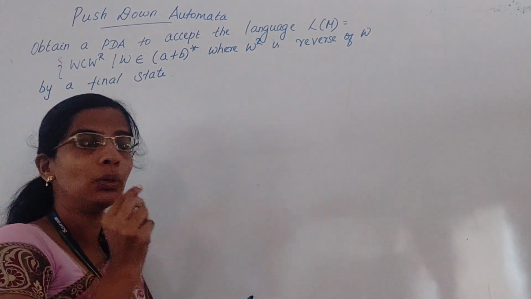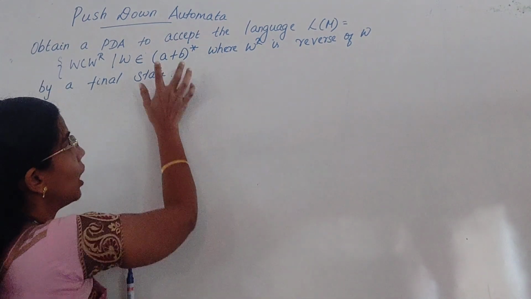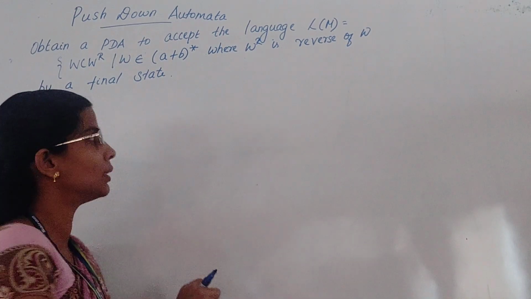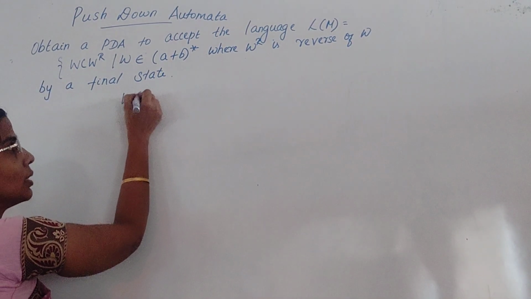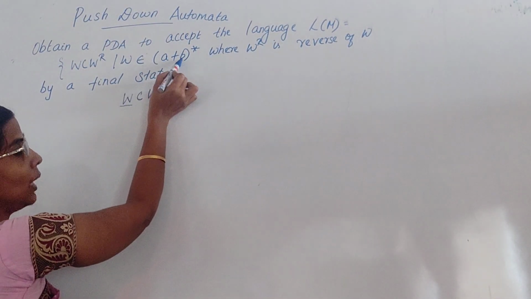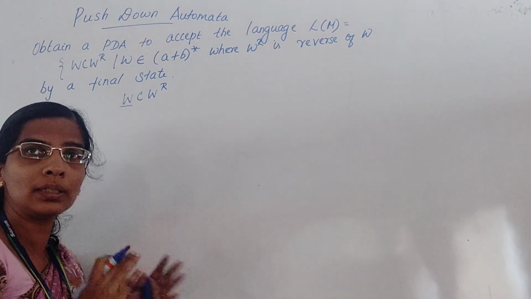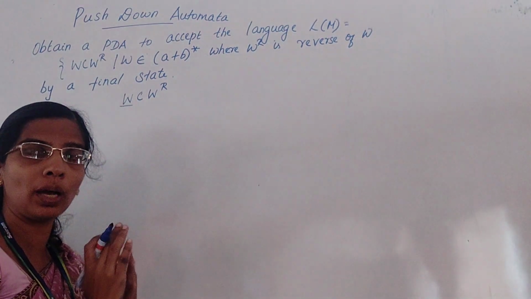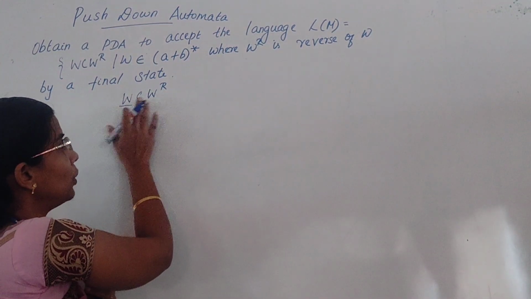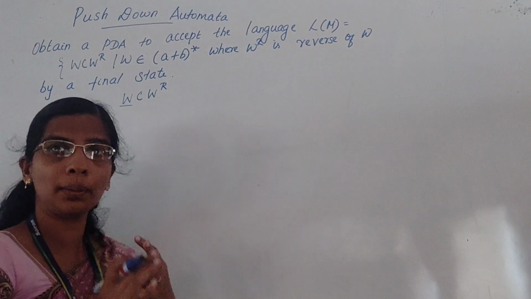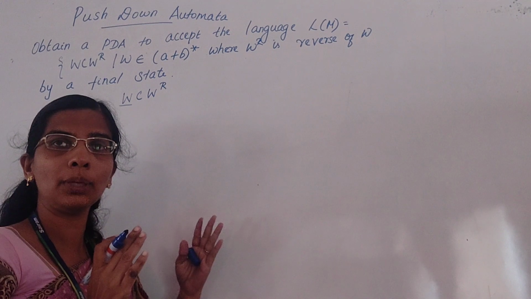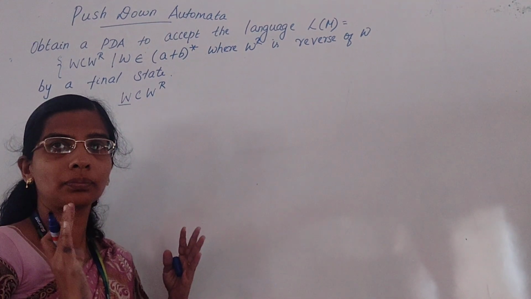What is this W? W is a word. How am I forming this string? Using A and B. You can check this language W C W^R. So W I can form using A and B, and you reverse this W so that you get W^R, which is nothing but the reverse of W. In between W and W^R I have a separator C that separates the string W and the reverse of that string.